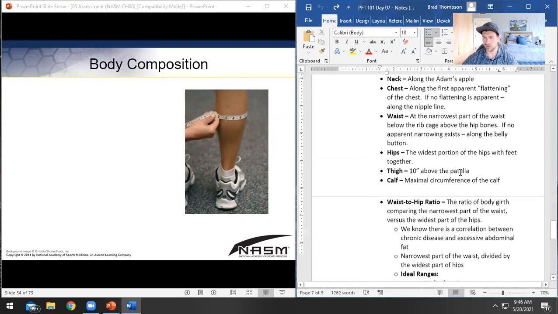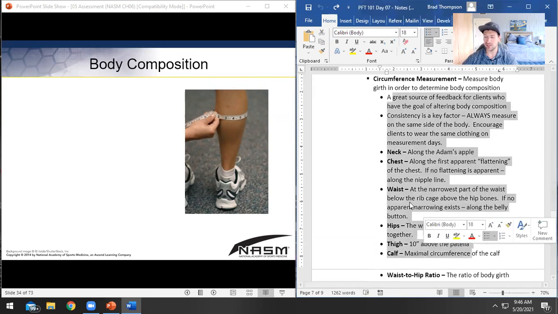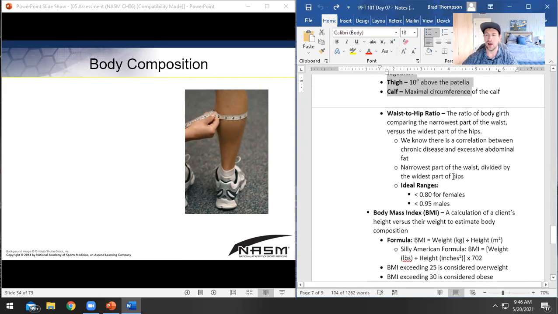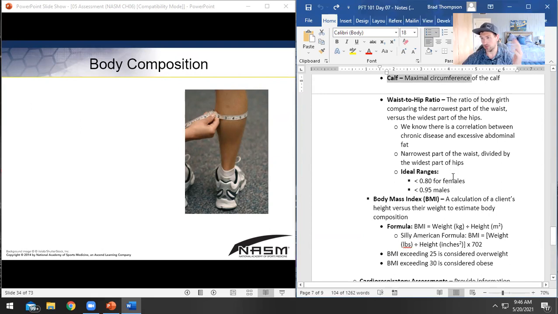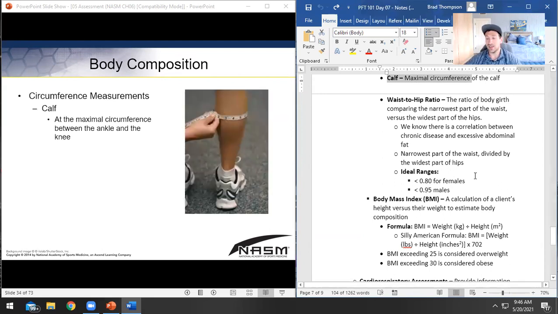And that's true of the arms as well, which actually aren't on this list. If you decide to do the biceps, widest portion of the biceps. So widest portion of the calves, widest portion of the biceps. So that gives you a general idea of their body composition.